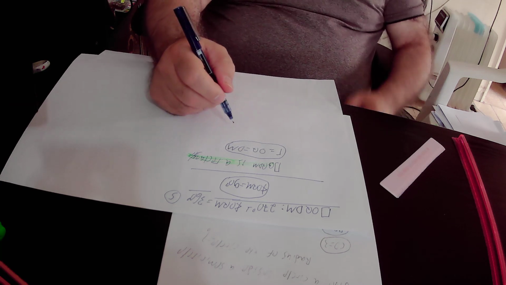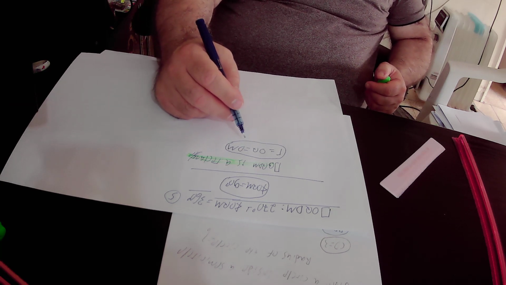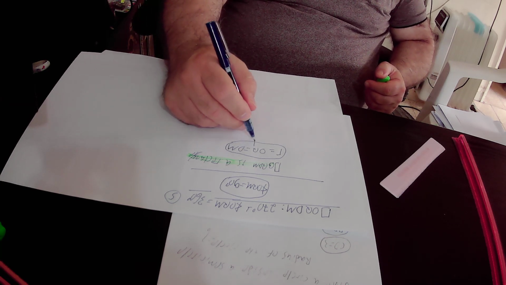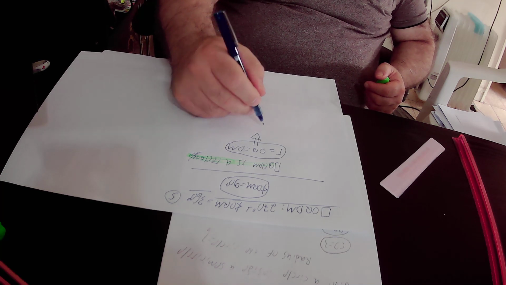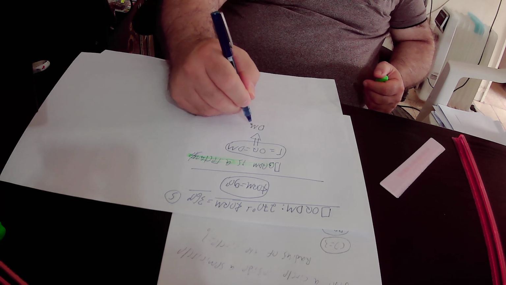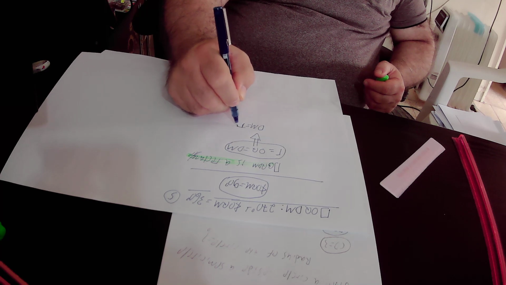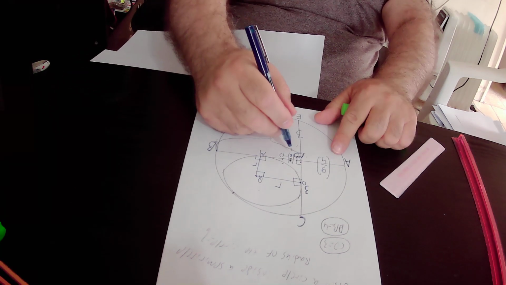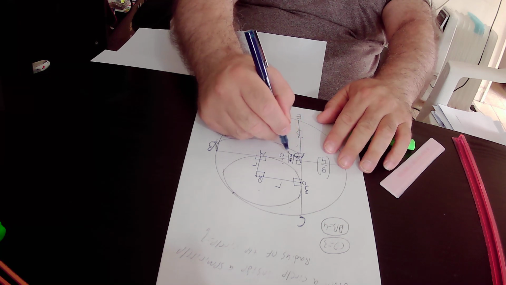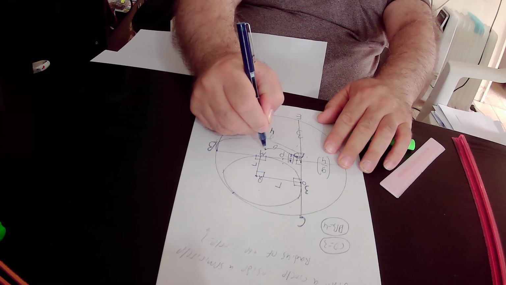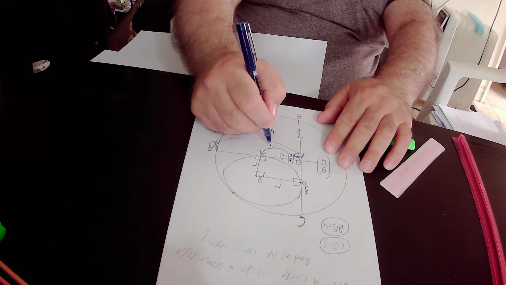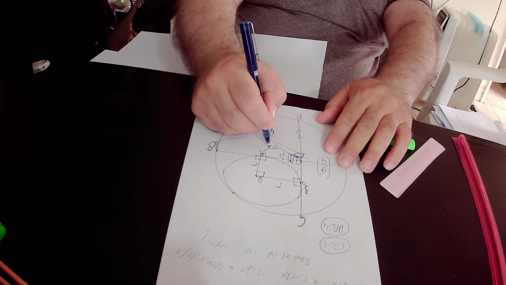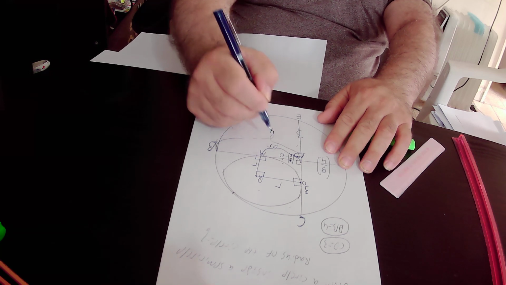And from this equation, r equals OQ equals DM, we will derive that DM is also equal to small r. So here, DM equals small r. Okay.